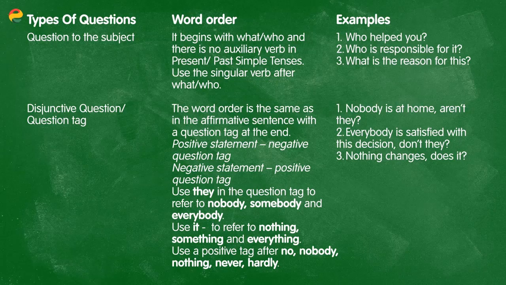Remember to use a positive tag after no, nobody, nothing, never, and hardly. And remember to use are when speaking in the first person. And some examples of the disjunctive question are, nobody is at home. Are they? Everyone is satisfied with this decision, aren't they? And nothing ever changes, does it?